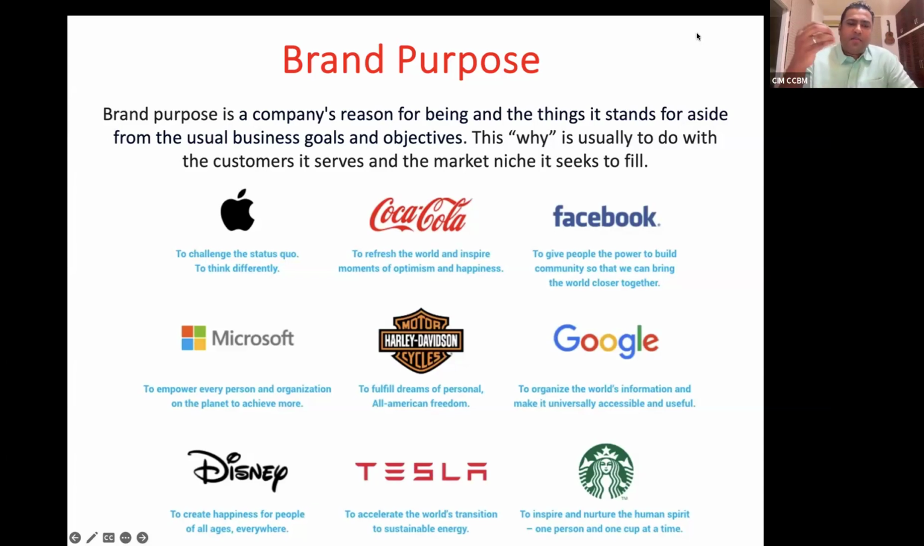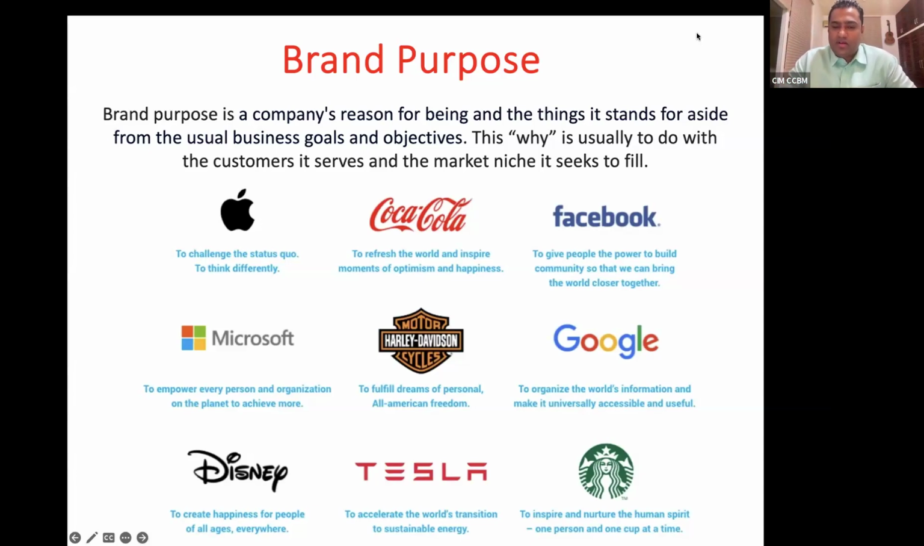Microsoft: to empower every person and organization on the planet to achieve more. Google: to organize the world's information and make it universally accessible and useful. And these are some top brands in the world. I mean, I can't think of a brand that is a bad brand here. They are top brands today.